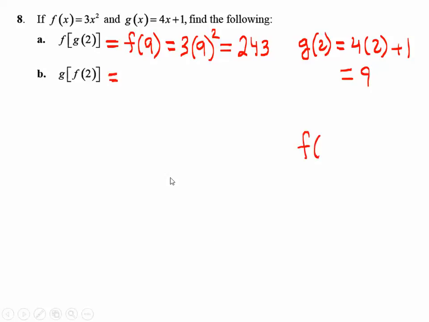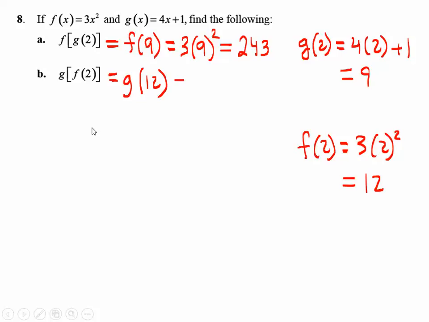So f of 2 off to the side, that's going to be 2 squared, which is 4. 4 times 3 is 12. So the output here now becomes the input for the g function. So all this stuff became 12. So it's g of 12 this time. And that will be 4 times 12 is 48, plus 1 makes 49. Good there? Just out of curiosity, raise your hands. How many got 49 before I did? Cool, okay. Awesome. Okay, that's 3.6.